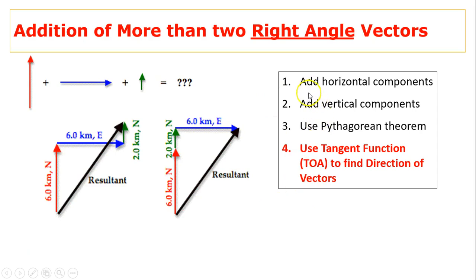So you have a procedure here. First, you add all the horizontal components together. Then you add all the vertical components together. Then we use the Pythagorean theorem, and then the inverse tan to find the direction. In this case, R equals 10 kilometers, which is the square root of 6 squared plus 8 squared. And theta equals 37 degrees, the inverse tan of 6 divided by 8, because that is the angle by the tail of the resultant.